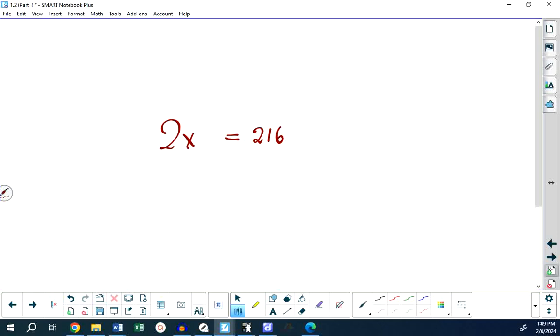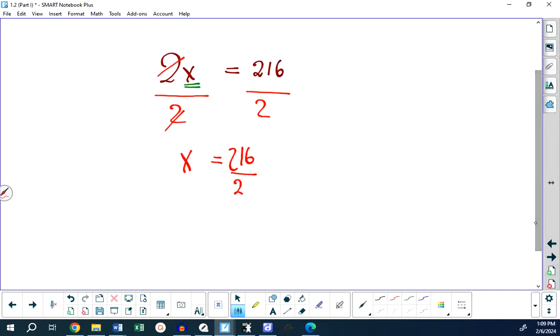Probably not. So this is why in previous math classes you've been taught to get this x by itself, you divide both sides by 2. Remember this? So what happens is this cancels, and you're left with x equals 216 over 2, and you can certainly figure that out. You guys have calculators. I think it's 108. Okay. So why am I saying that?